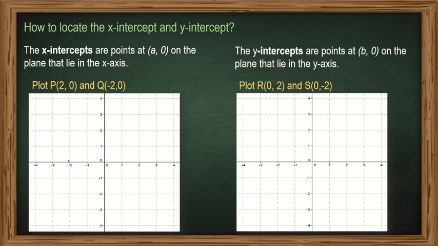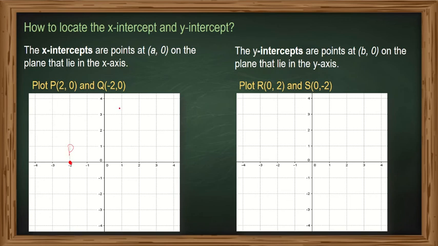Okay, locate the x-coordinate first. We have 2. And our y is 0 here. So that means we cannot move anymore up or down because our y is 0. So therefore, the point is located here. So this is now point P.